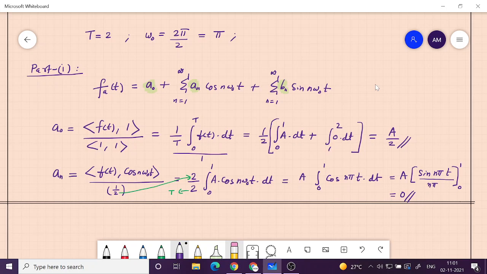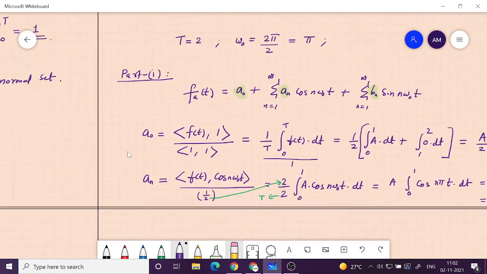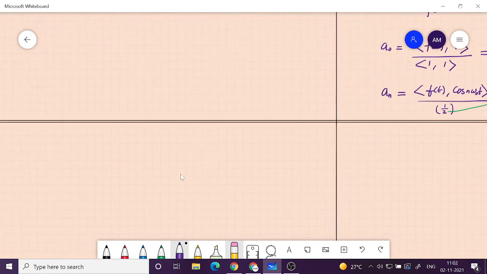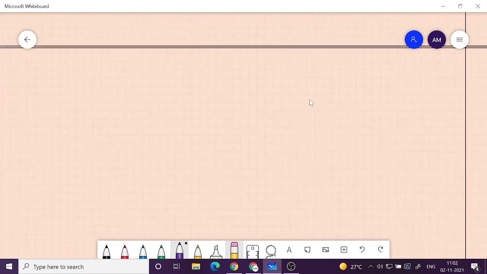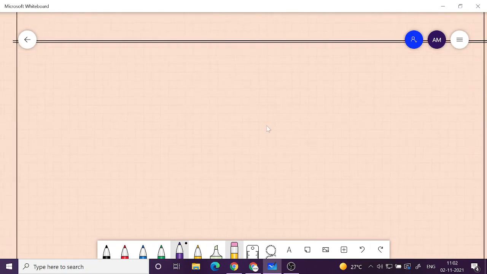So we should not take any cosine function in this expansion. So we got all a_n equal to 0. That means the middle summation will be absent in the expansion. Now let us take B_n. Let us evaluate B_n.